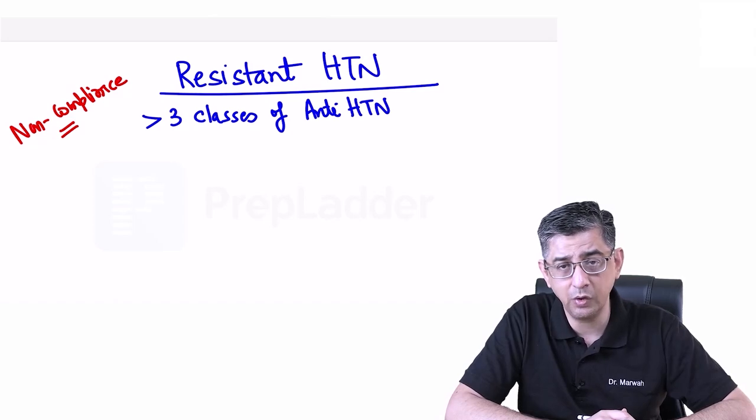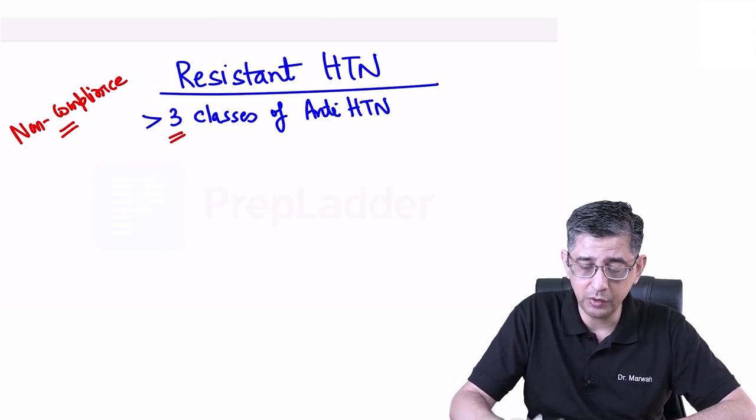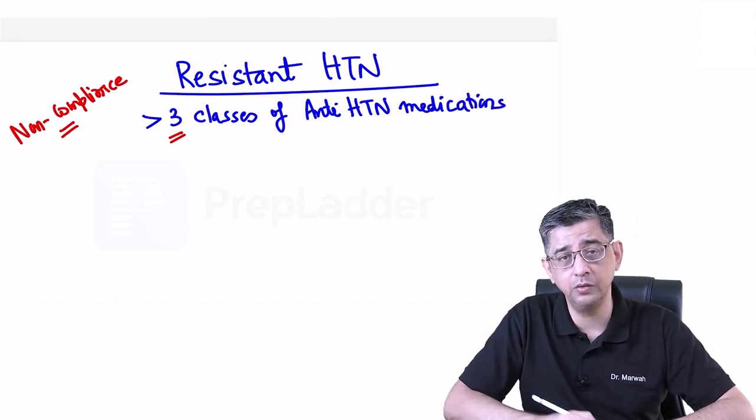And second could be excessive salt intake. So I list down those causes before you, but the definition is that at least 3 classes of antihypertensive medication are concurrently being used in the patient. It is concurrent usage of all the 3.